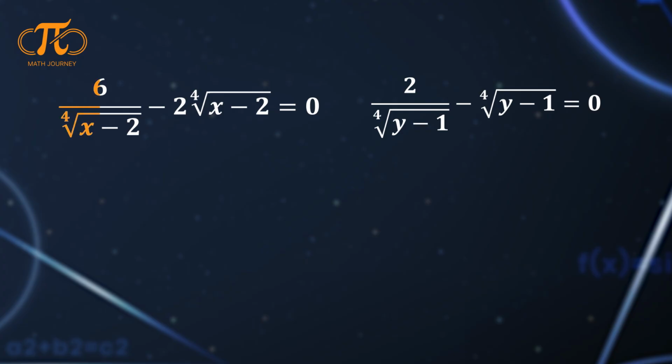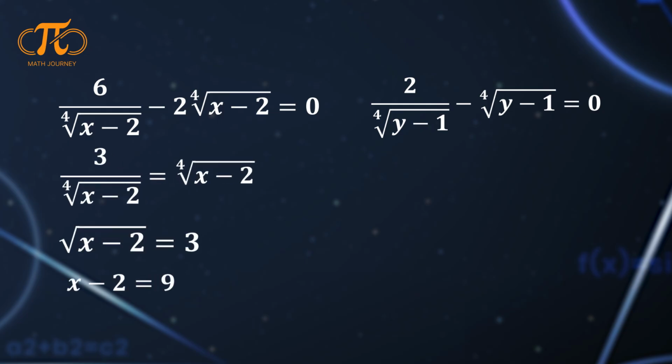6 divided by the fourth root of x minus 2, minus 2 times the fourth root of x minus 2, equals 0. 2 divided by the fourth root of y minus 1, minus the fourth root of y minus 1, equals 0. For the first equation, 6 divided by the fourth root of x minus 2 equals 2 times the fourth root of x minus 2. 6 equals 2 times x minus 2. X minus 2 equals 3, which gives us x equals 11.